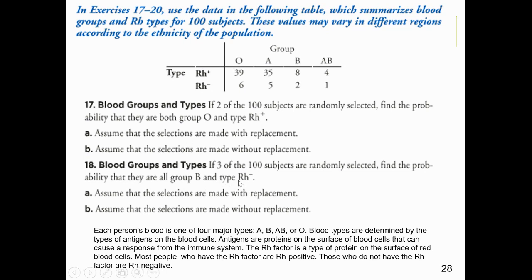All right, B Rh negative. B Rh negative, there are two people. So if I'm drawing three subjects, what's the probability they're all B Rh negative? Well, I can't get three because there's only two. So without replacement, it couldn't be done. It'd be zero because there's only two people. With replacement, it'd be 2 out of 100 times 2 out of 100 times 2 out of 100. I keep putting that person back into the mix with replacement. Without replacement, I couldn't very well get three people that are B Rh negative because there's only two of them to begin with.